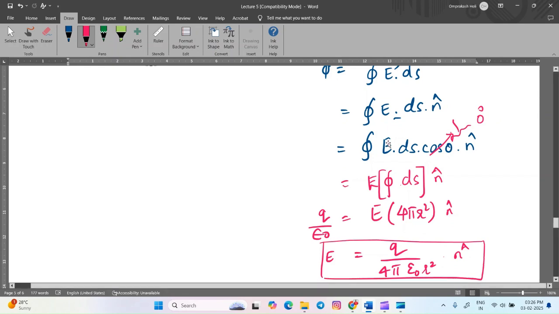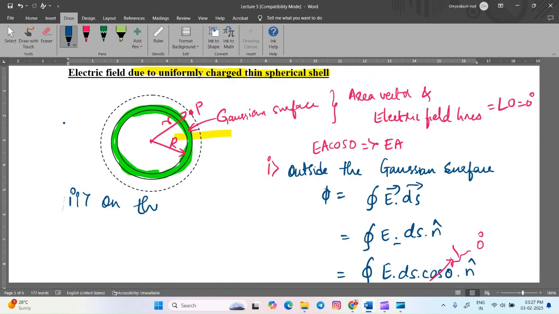On the Gaussian surface, instead of this small r, we will write capital R. That is, the expression is E is equal to Q divided by 4 pi epsilon naught R square.